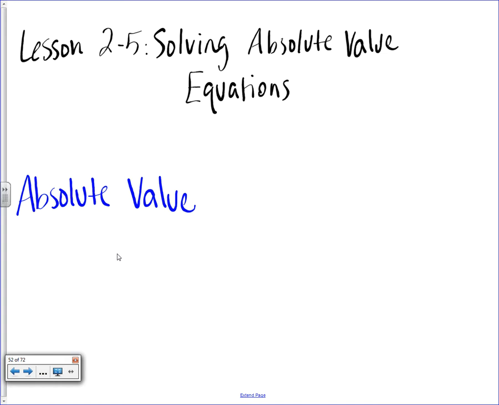Hopefully all the solving equations is going well. We've done one step, we've done two step, we have had variables on both sides. You've written your own equations to solve. Today we're going to introduce something called absolute value.